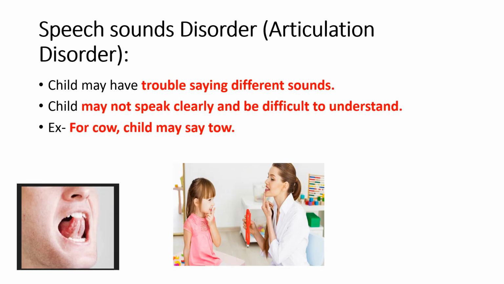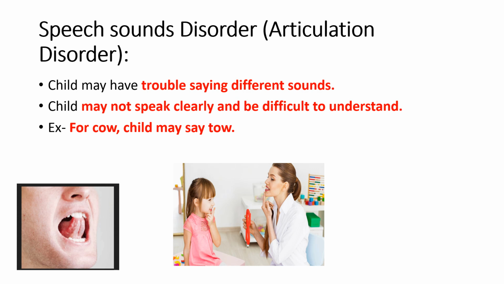Now let's see something called articulation disorder. Articulation disorder is also called speech sound disorder. In this, the child may have trouble saying different sounds and may not be able to speak clearly, and it can be difficult for others to understand. There is a chance that parents may understand the child's speech, but it will be difficult for a stranger to understand the same thing.